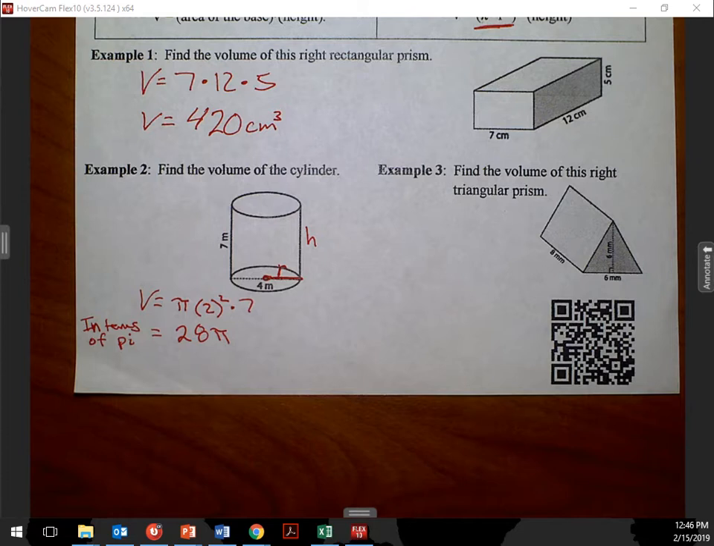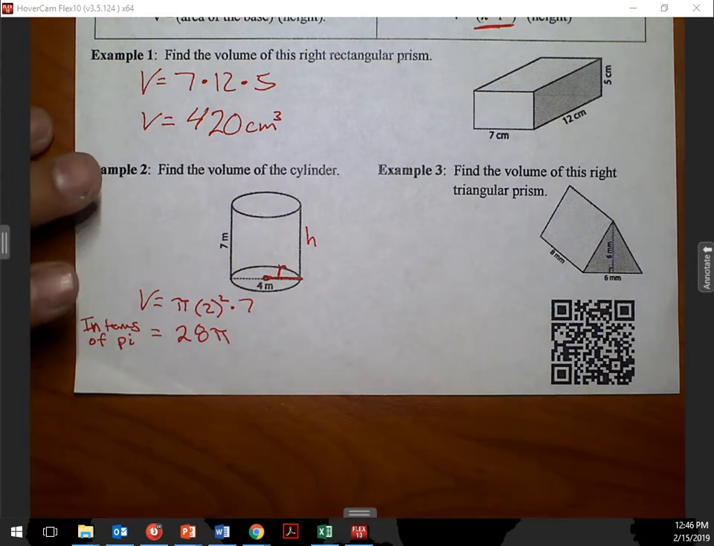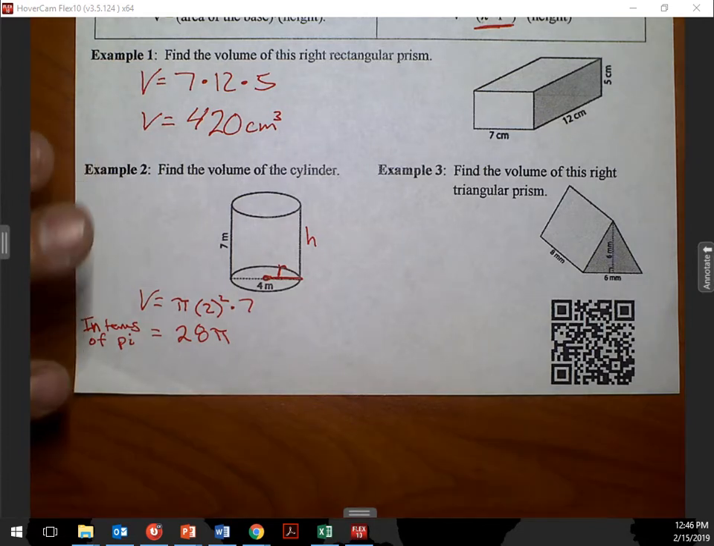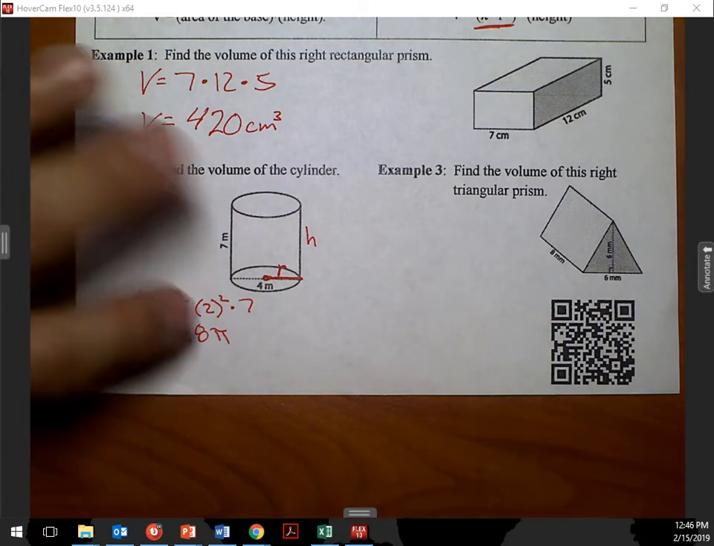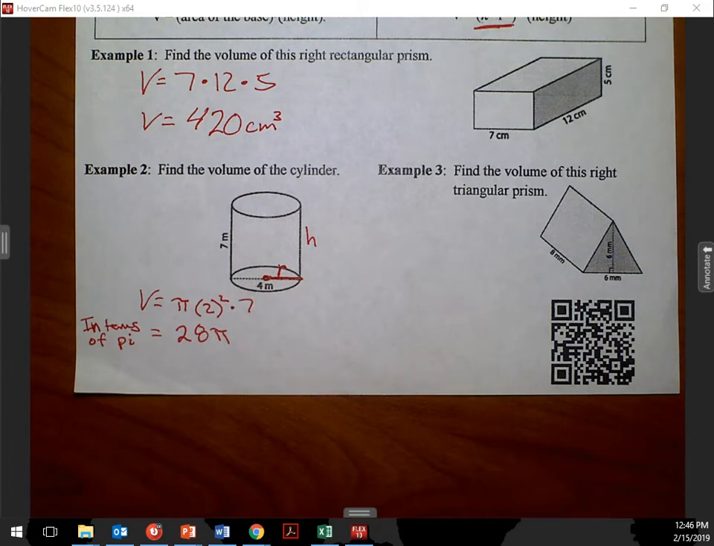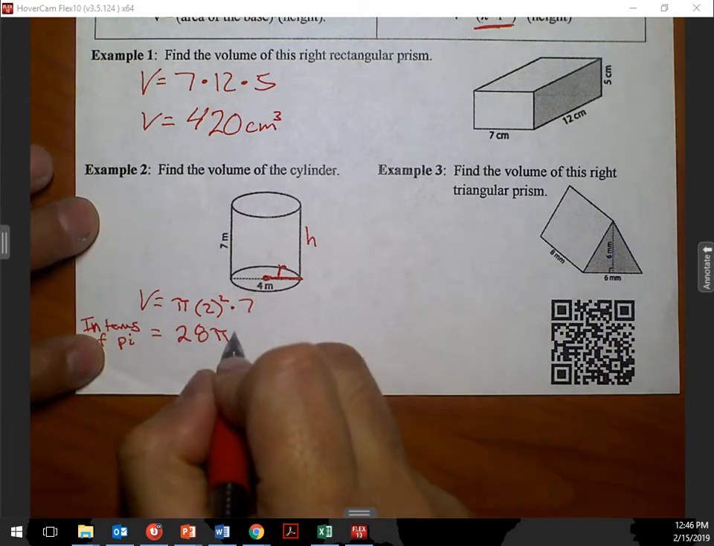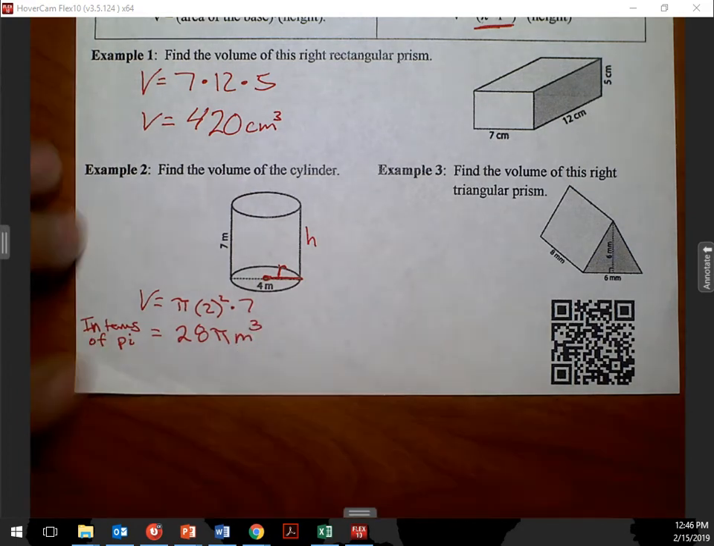That's what it means in terms of pi. That means don't multiply the pi. Just leave the pi there. And what are my units here? Meters cubed. Volume is always cubed.